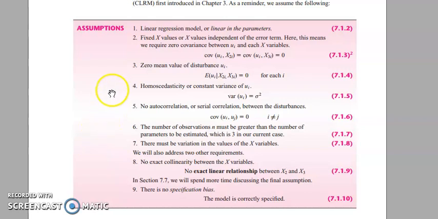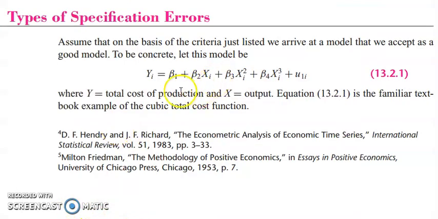Here are the assumptions of the classical linear regression model. One of the assumptions is that there is no specification bias or specification error, meaning that the model is correctly specified. Suppose a model is written as y equals beta 1 plus beta 2 x plus beta 3 x squared plus beta 4 x to the power of 3 plus the error term.